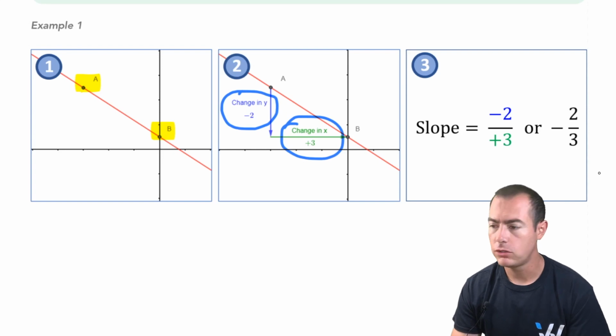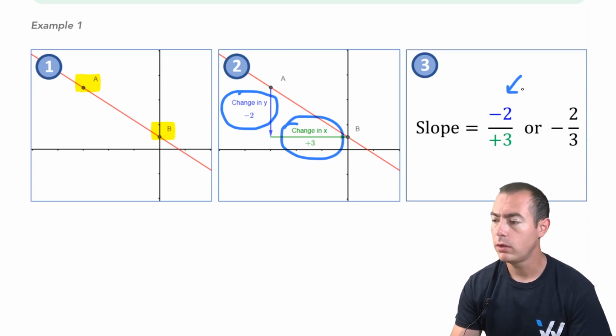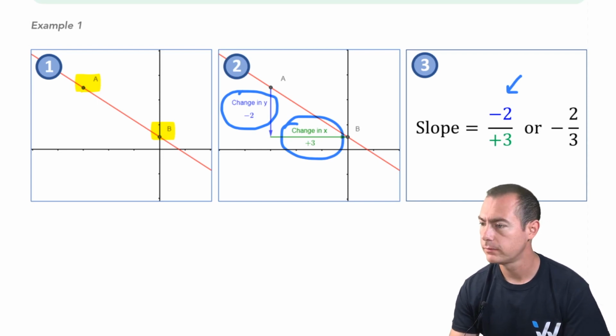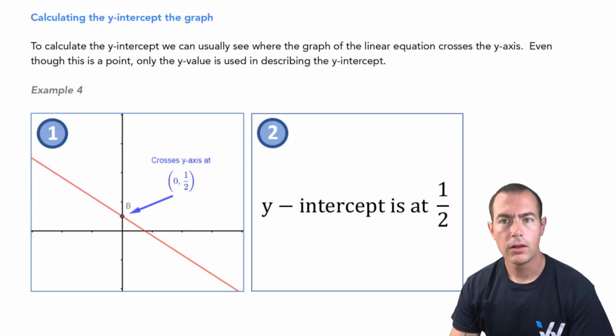So we have both of our changes. Time to plug them into our formula. That's what we see here. Our slope is simply -2 divided by 3, or you can call this a -2/3. Now that takes care of slope pretty good.